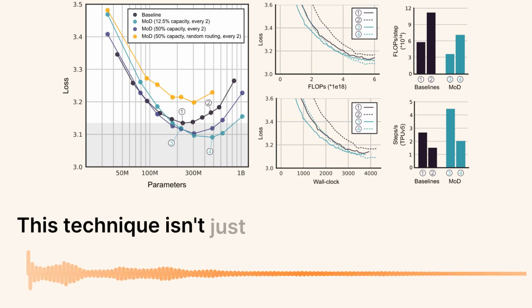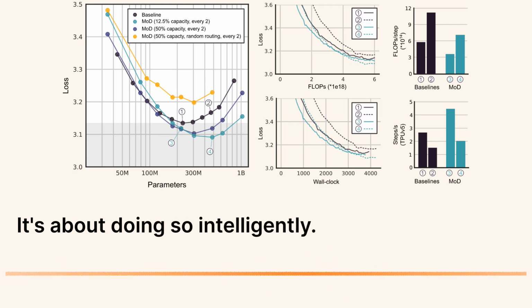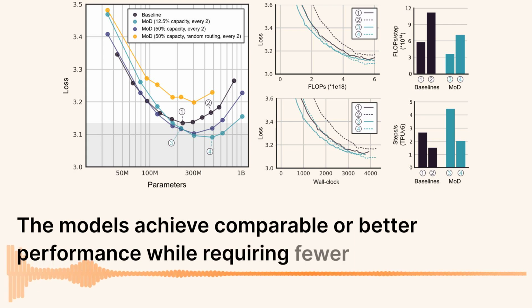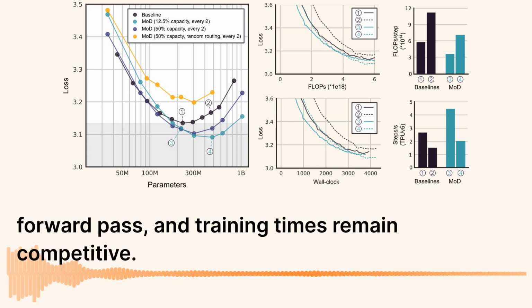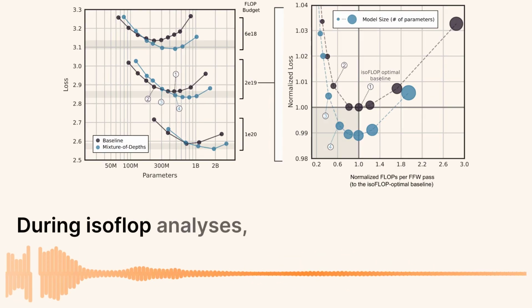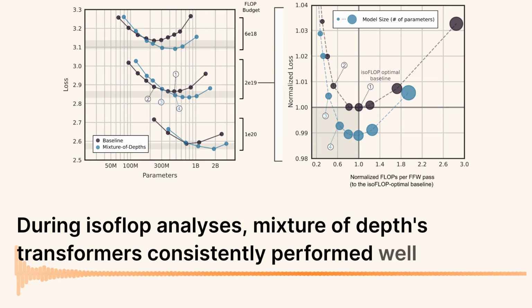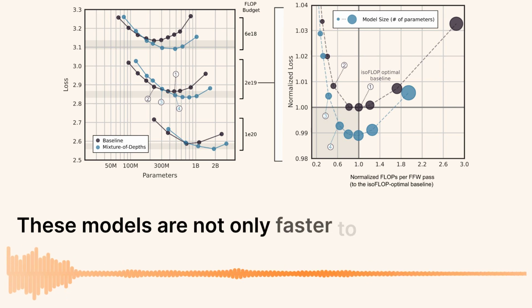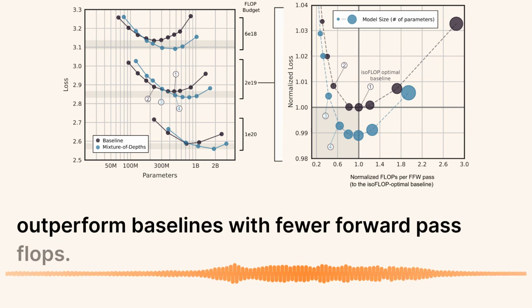This technique isn't just about cutting down compute, it's about doing so intelligently. The models achieve comparable or better performance while requiring fewer flops per forward pass, and training times remain competitive. During isoflop analyses, Mixture of Depths transformers consistently performed well across different flop budgets. These models are not only faster to step, but outperform baselines with fewer forward pass flops.